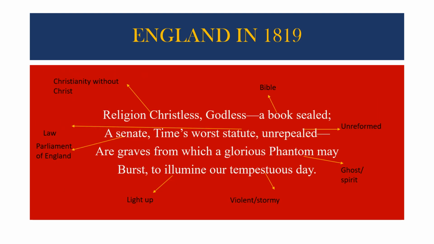Next two lines talk about other institutions. So the first line is about religion: "Christless, godless, a book sealed, a Senate, time's worst statute unrepealed." Now, the first line talks about religion. Of course, he's talking about Christianity, and here he says religion Christless, Christianity that is without Christ. So how can there be Christianity without Christ? Because Christ is the central figure. It's the meaning of Christianity.